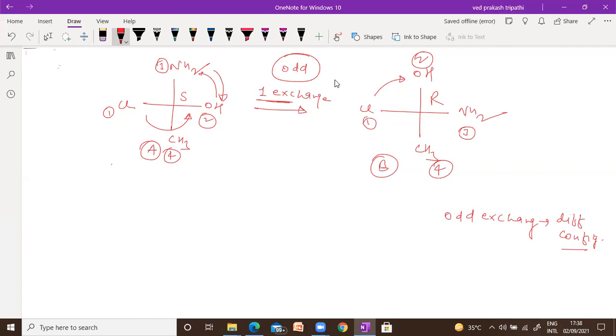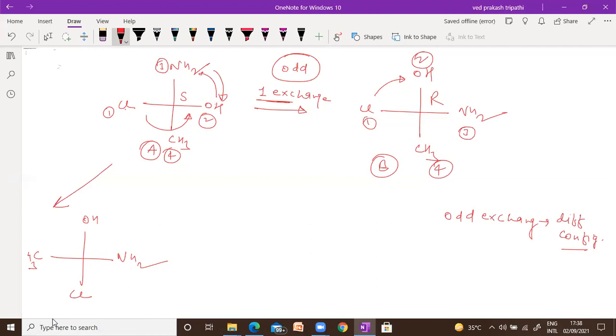Now I will do even exchange. Even means two exchanges. I can keep OH vertical and NH2 horizontal. And there is one more exchange I can do, Cl with methyl. Suppose methyl here, CH3 here, Cl here. Now you can see this is two exchanges: one exchange between OH and NH2 and one exchange between chlorine and methyl.